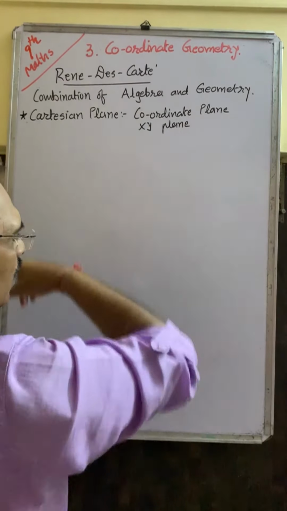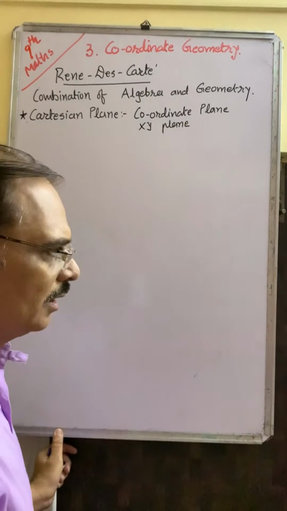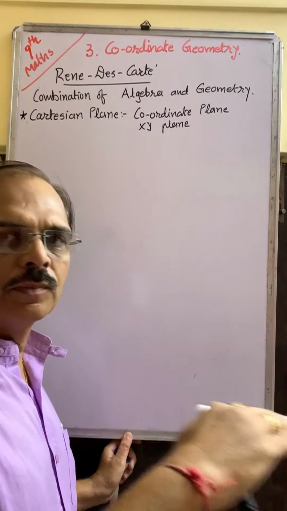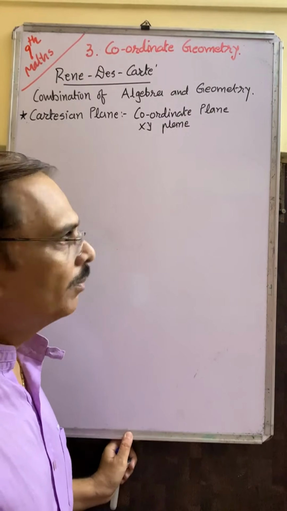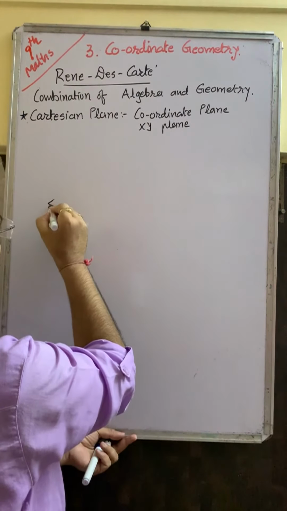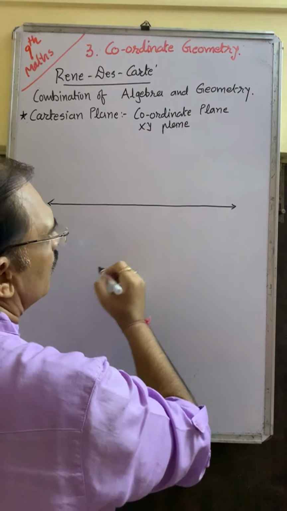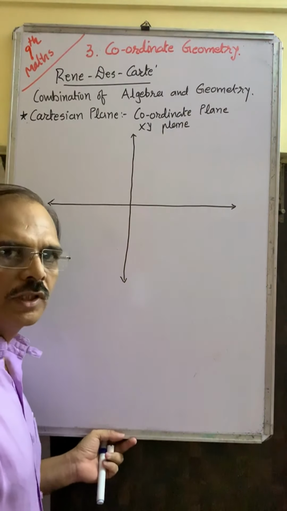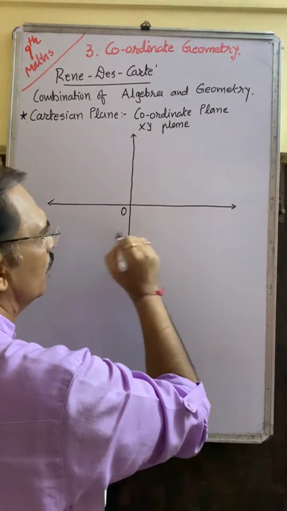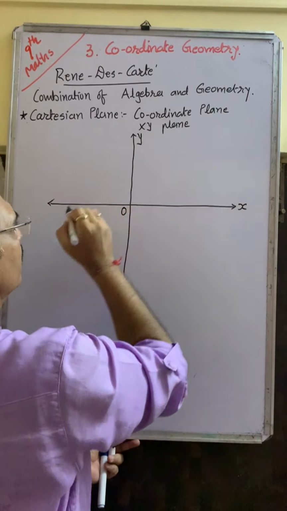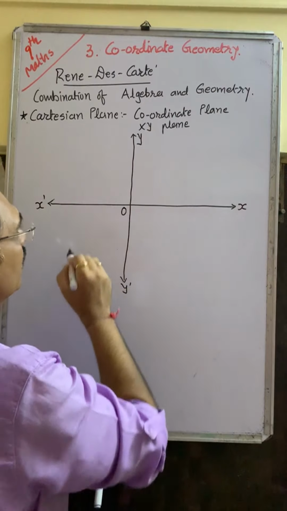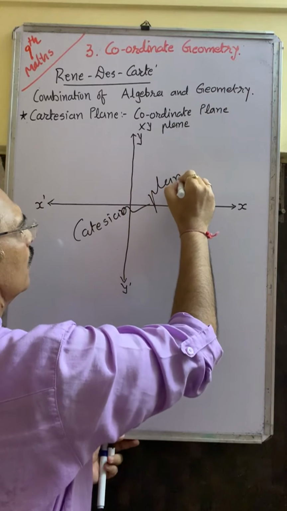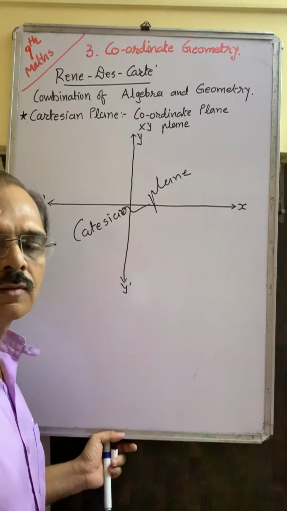You know that plane means a rectangular or square surface, just like the surface of the board, just like your notebook page, just like the top of the table. All these are planes. Now in the plane, we draw number lines, horizontal and vertical. You know that horizontal and vertical both intersect with each other at a point O. This is x-axis, this is y-axis, this is x dash, this is y dash. This is known as Cartesian plane or XY plane or coordinate plane.